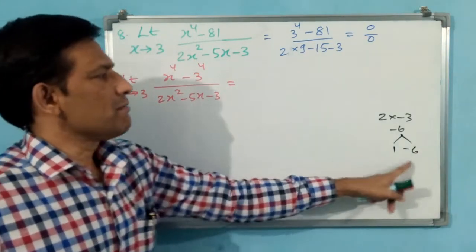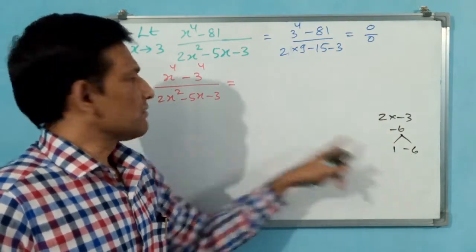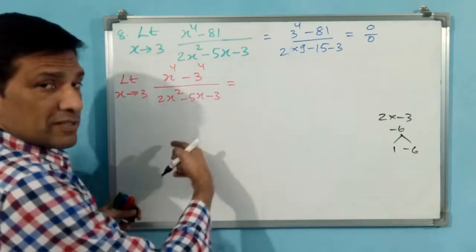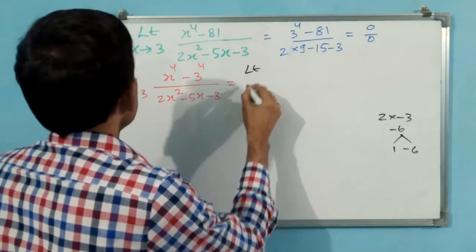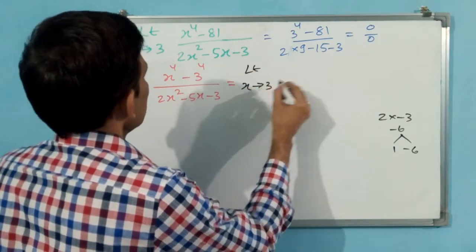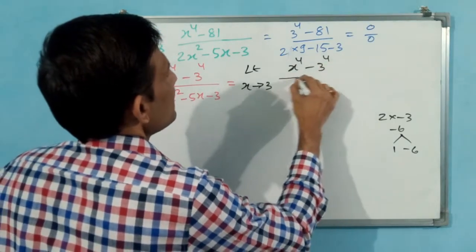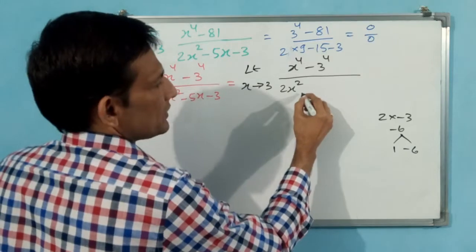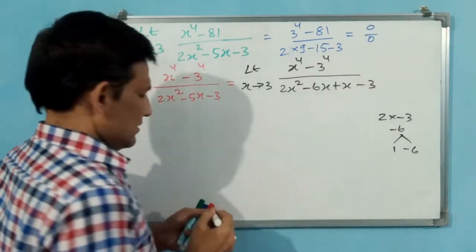If you multiply, minus 6. If you add, minus 6 plus 1, minus 5. Okay? But I will write first minus 6, the bigger one. See how what I am doing. Limit x tends to 3, x to the power of 4 minus 3 to the power of 4 will be like this only, and 2x square also like this only, minus 6x plus x minus 3.